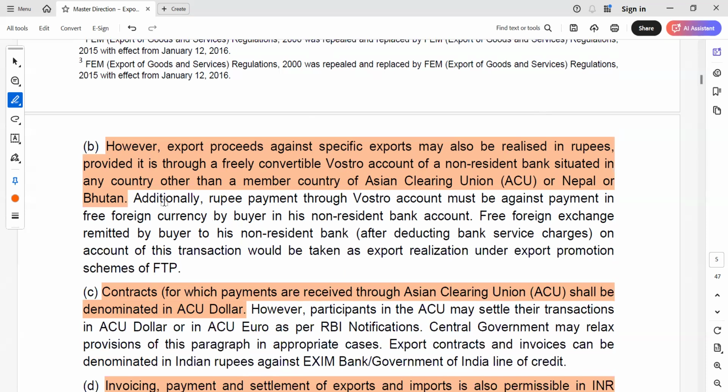Additionally, rupee payment through Vostro account must be against payment in free foreign currency by the buyer in his non-resident bank account. So friends, the amount in that Vostro account must come in free foreign currency. Free foreign currency remitted by the buyer to his non-resident bank, after deducting bank service charges on account of this transaction, would be taken as export realization under the export promotion scheme of the foreign trade policy.